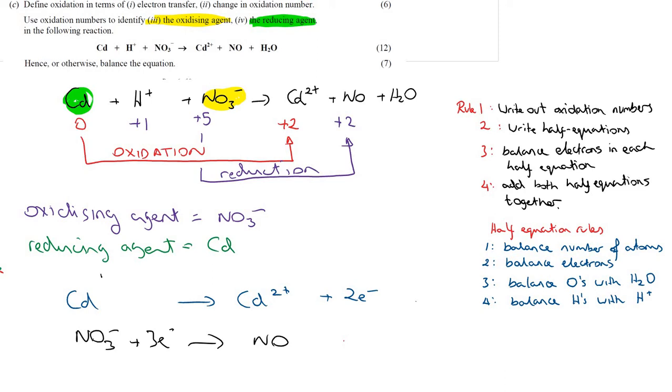The next thing we follow here is we balance the oxygens. Now we're balancing the oxygens with water. So there are 3 oxygen atoms on the left, and there is 1 on the right. So there's an excess of 2 on the left, so I need to balance that with 2 water molecules here.